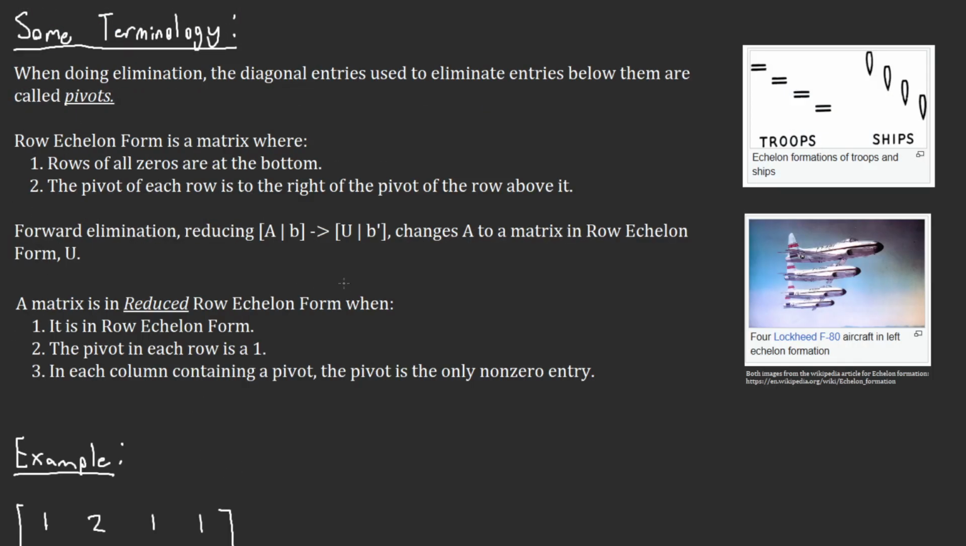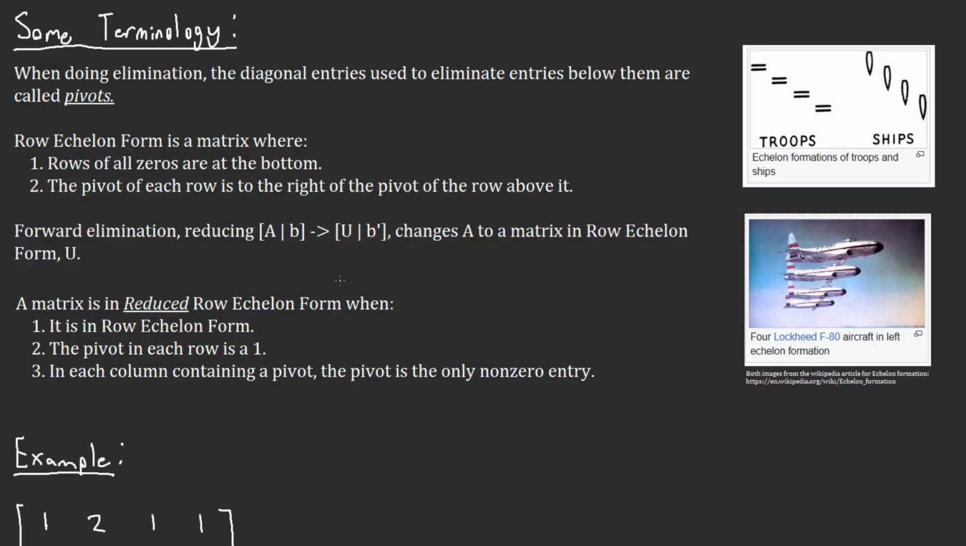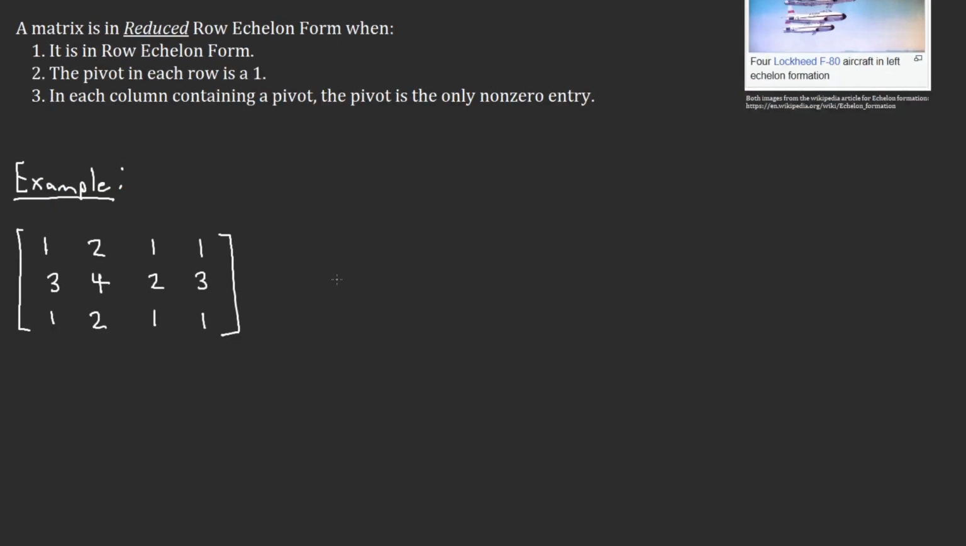Now, I almost want to say that a triangular matrix is in row echelon form, but it's not necessarily, and we'll see why. They're similar, but they're not exactly the same. And so we'll talk about that in a second.